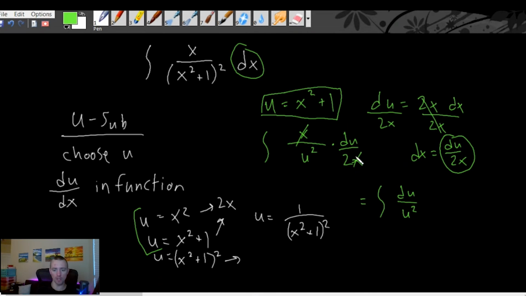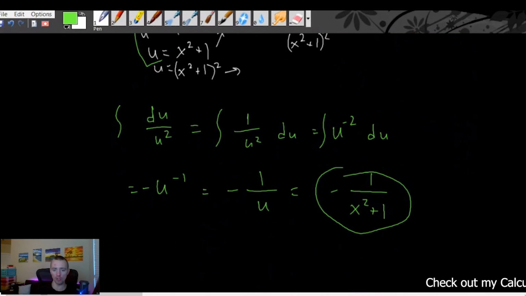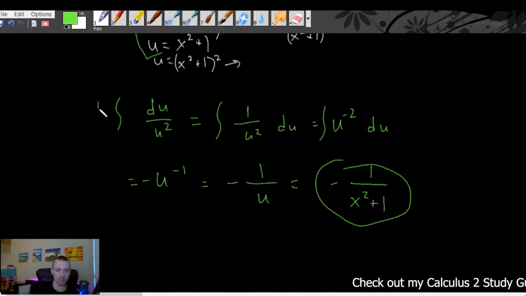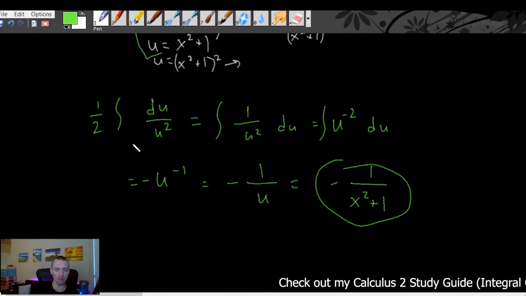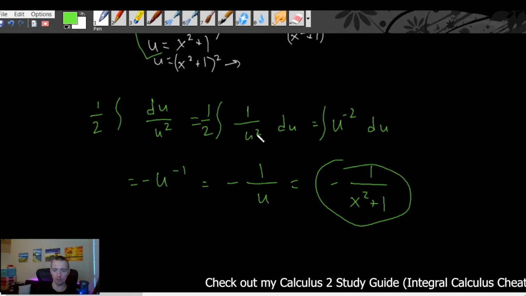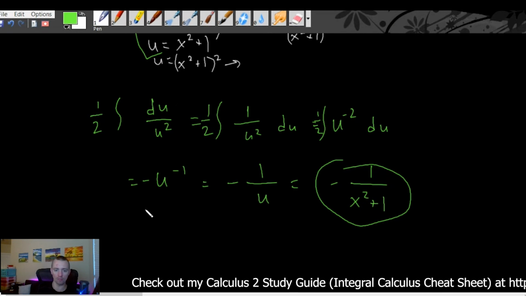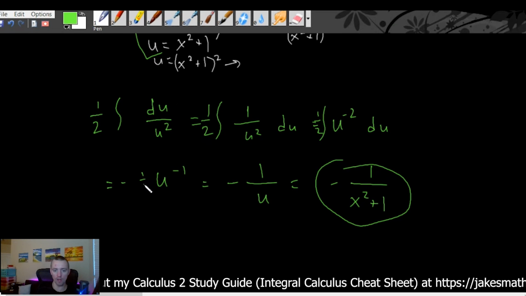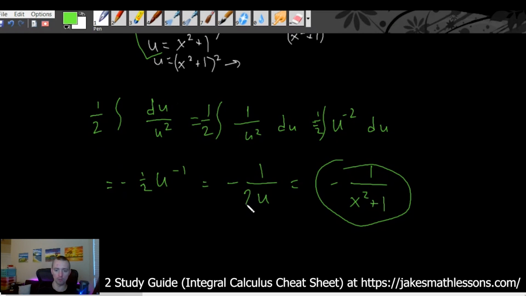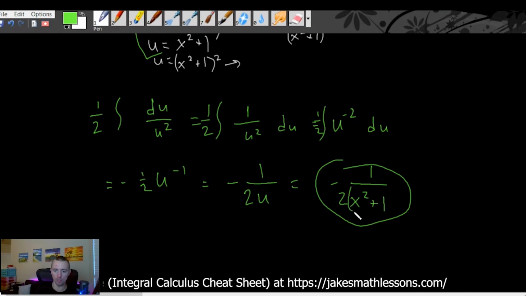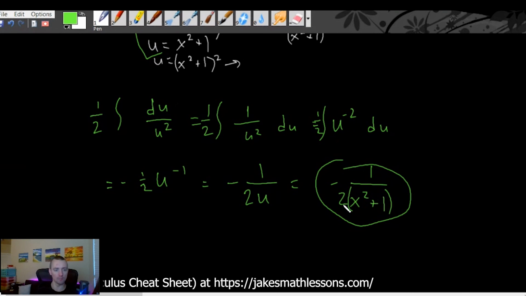The x canceled with this x. We still had a 2 in our denominator. So we should have had a 2 down here with our u squared, which we can pull out of our integral because it's a constant. So we can pull a constant 1/2 out in front of this integral, and that would just carry all the way through. So we'd have 1/2 there, -1/2 u to the -1, which would put a 2 there, which would put a 2 here. So our antiderivative, this is the correct one now, sorry about that, is actually -1 over 2 times (x squared plus 1) in parentheses.